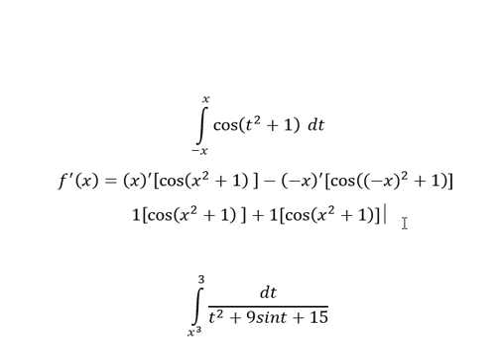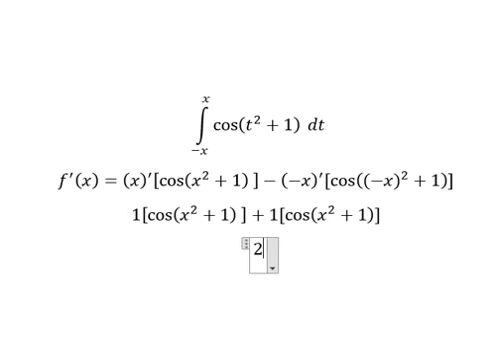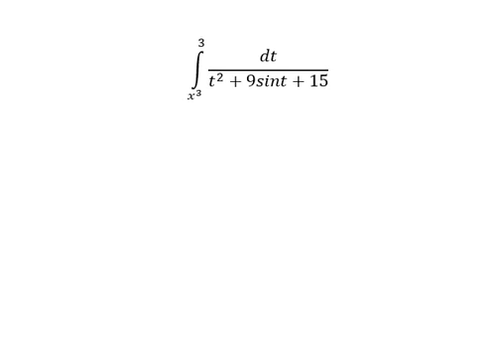So we simplify and we have 2 cosine of s squared plus 1. And this is the answer for the question. The last one.